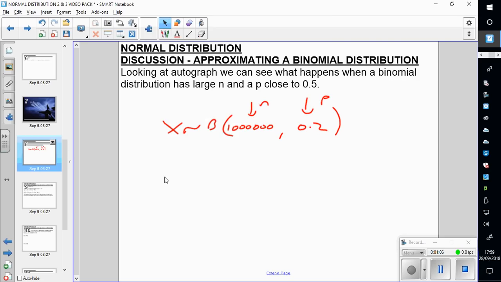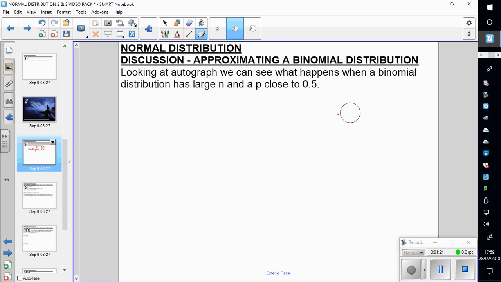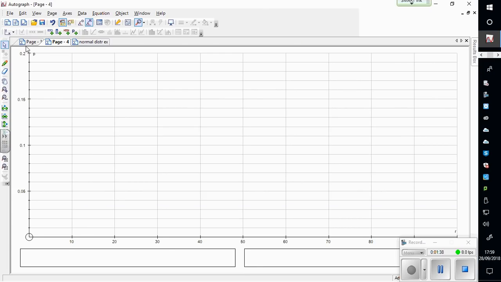But there is still a purpose to it, because your calculators will crash if you have n being an absolutely massive number. It wouldn't be able to put in like a Googolplex, for instance. We would have to convert to a normal distribution. So it's not a completely pointless exercise, and in a way it's really good because you can use your calculator to check your answer. So when can we convert a binomial to a normal distribution? Well, we can see quite quickly using Autograph what happens.